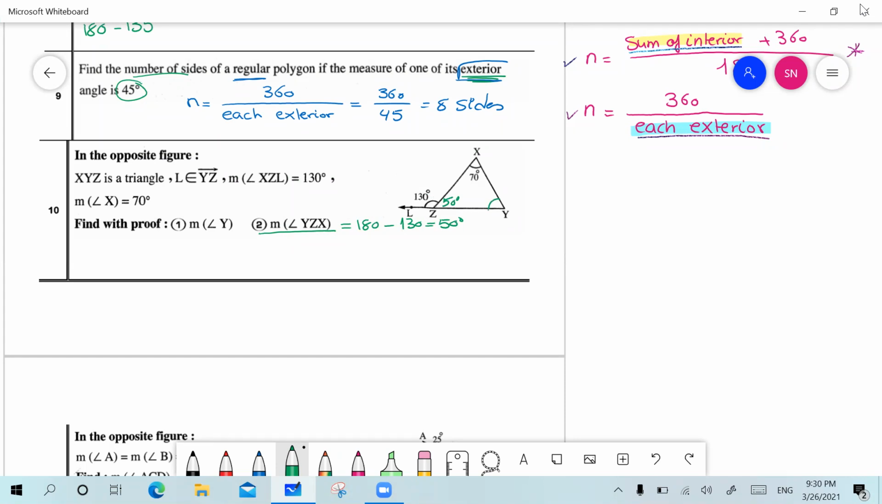And how can I find Y? Since it's a triangle. Exactly. So it's 180. Yes. Now I have a triangle, so the interior angles should sum to give me 180. So here to find angle Y, I am going to make 180 minus (70 plus 50), and this is going to equal 60 degrees. 60 degrees, exactly. Thank you, Mustafa.